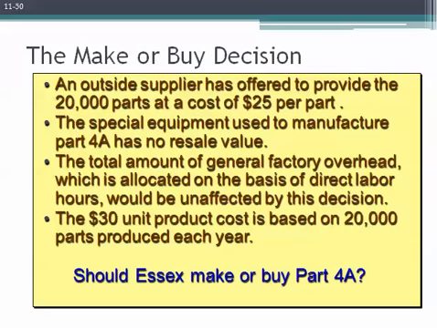We need to consider some additional information. The special equipment we're using to manufacture Part 4A has no resale value or alternative use. The total amount of general factory overhead, which is allocated on the basis of direct labor hours, would be unaffected by this decision. In other words, it's a common allocated cost. And the $30 unit product cost is based on 20,000 parts each year. So again, should Essex make the part or should it buy Part 4A?